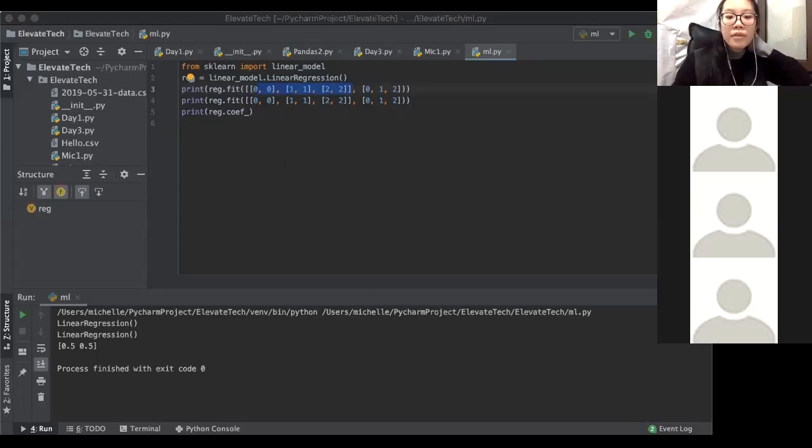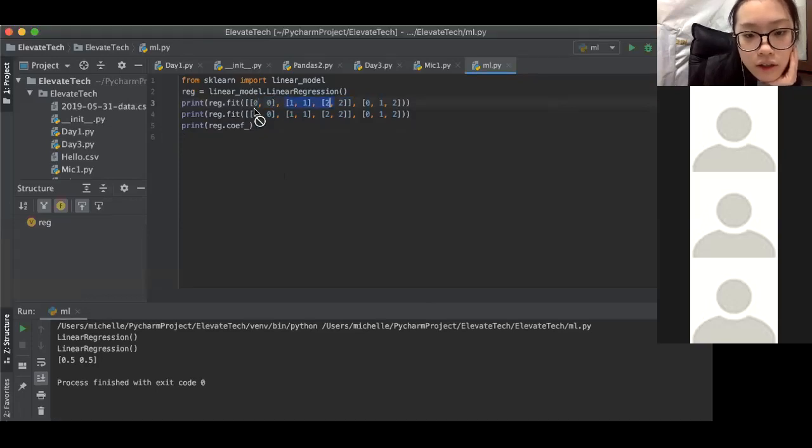Basically you need to put in the x value and also the y value. Where is it? And you also need to put in the dimension of it. Then, it just got stuck here.